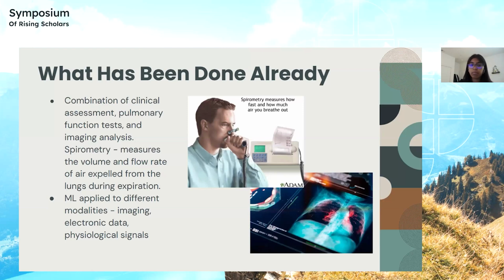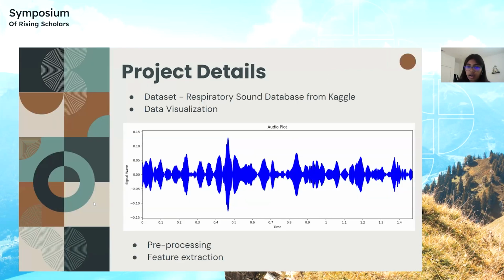So machine learning has been applied to various different types of data to diagnose COPD. This includes spirometry data. It has also been applied to imaging modalities like chest x-rays, CT scans, et cetera, and physiological signals like ECG signals. And a lot of these approaches have been able to achieve high accuracies. But the data I chose to focus on was audio respiratory data, as it is easier and cheaper for diagnosis, and it would allow for earlier intervention. Okay, so next I will go into the details of my project specifically.